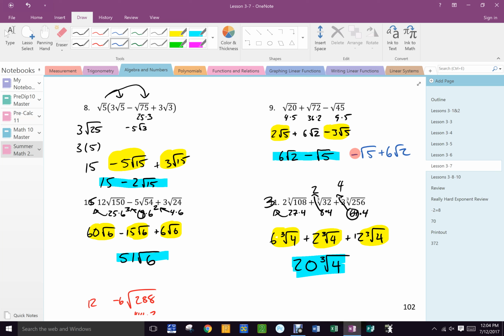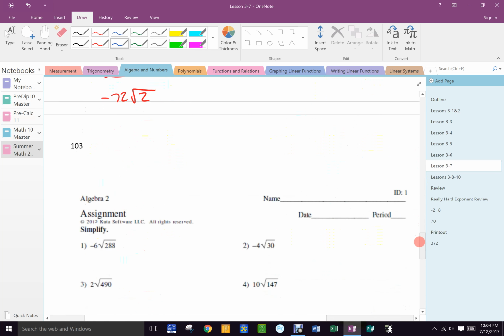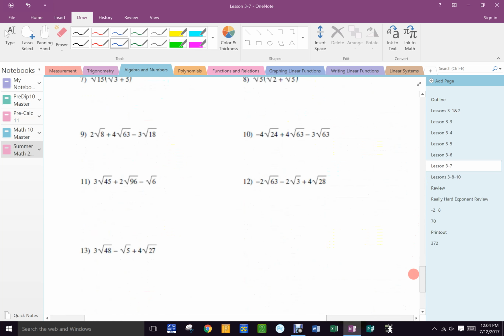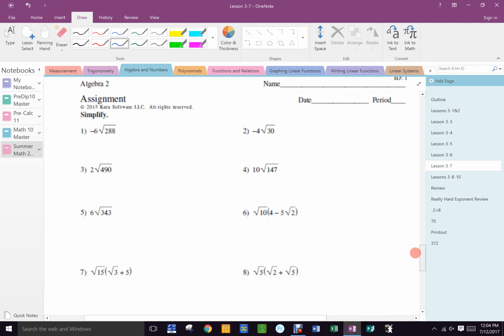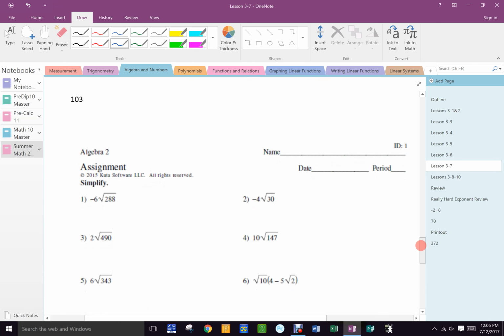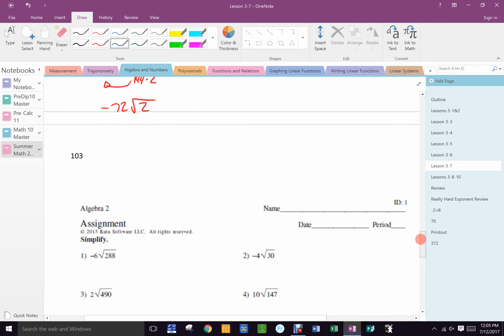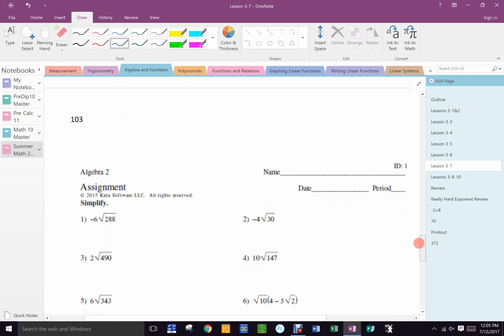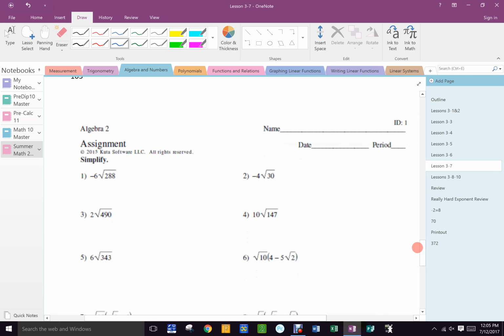All right, now, page 103 is 13 questions. It should take you about 2 minutes a question. Same way you do number one. 5 times 6 is, are there any pairs? So it doesn't simplify. So it's done.